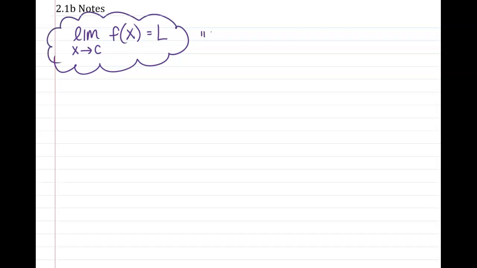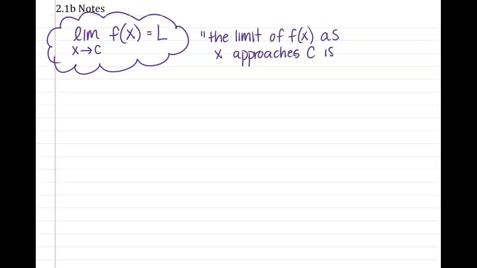So we say this as the limit of f of x, or any function, as x approaches c is L, where L is a y value.